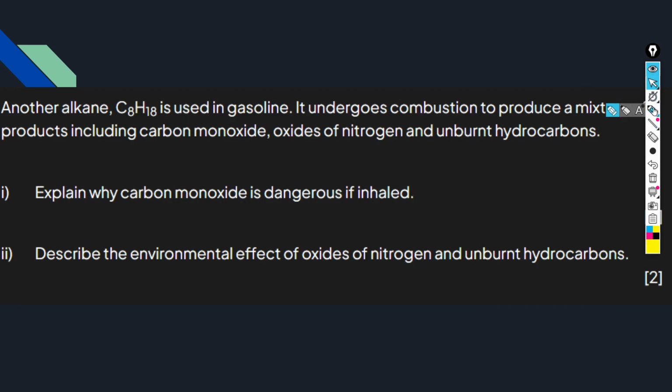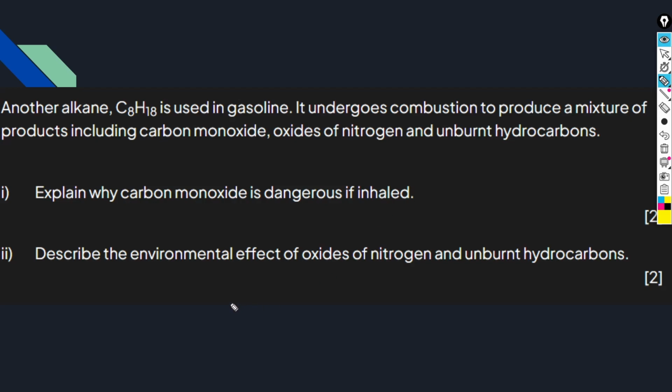Now, another alkane, C8H18, is used in gasoline. This is called octane or petrol. It undergoes combustion to produce a mixture of products including carbon monoxide, oxides of nitrogen, and unburned hydrocarbons. Explain why carbon monoxide is dangerous when inhaled: like we talked about, it will bind to our hemoglobin irreversibly, so our body can carry less oxygen, so less respiration will occur.